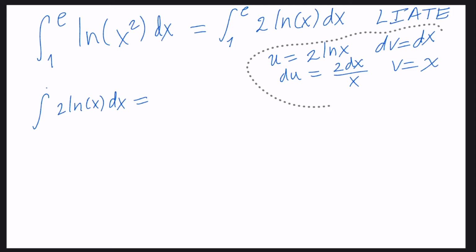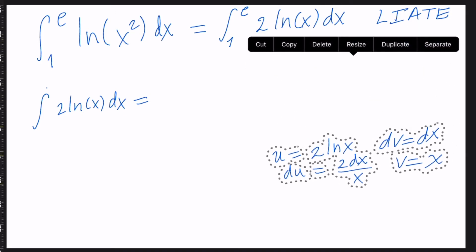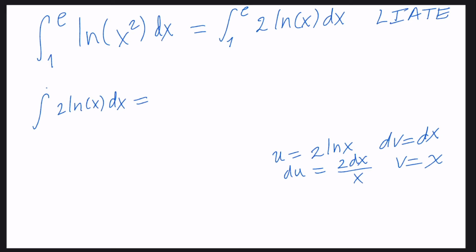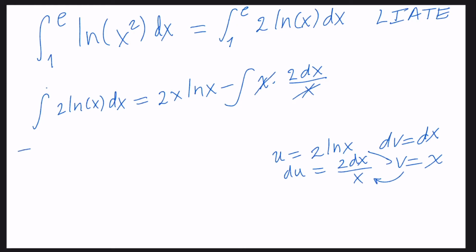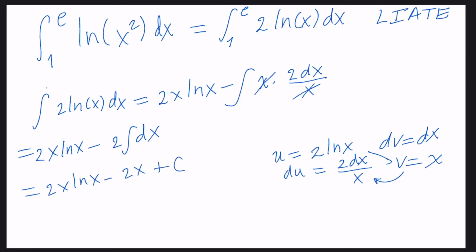Okay, I will move here a little bit for having more space, so you know how it works. So u times v, this is 2x times natural logarithm of x, minus the integral of v du, this is 2 dx divided by x. So reduce this with this, and this is equal to 2 times x natural logarithm of x minus 2 times the integral of dx, and this is 2x natural logarithm of x minus 2x. Okay, plus c, but we don't require it at all.